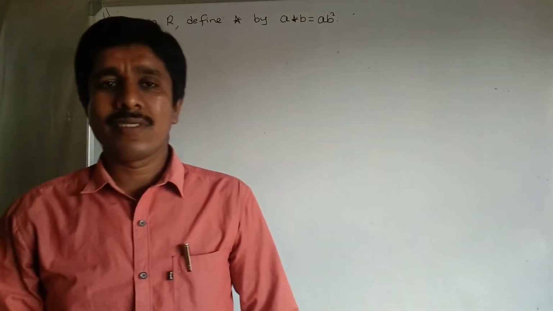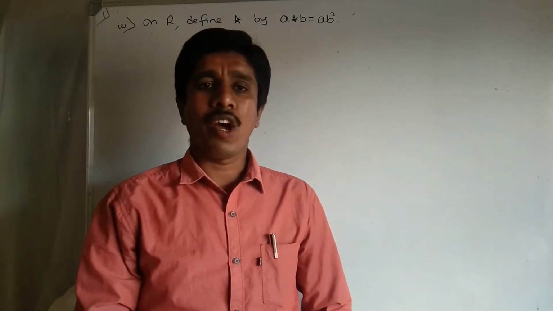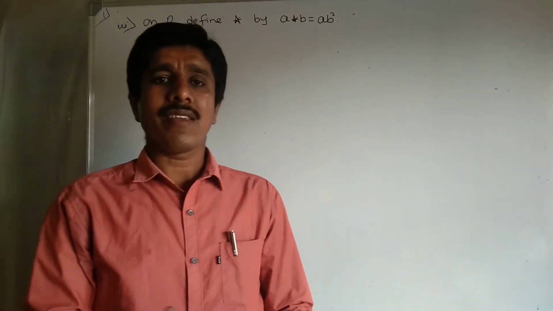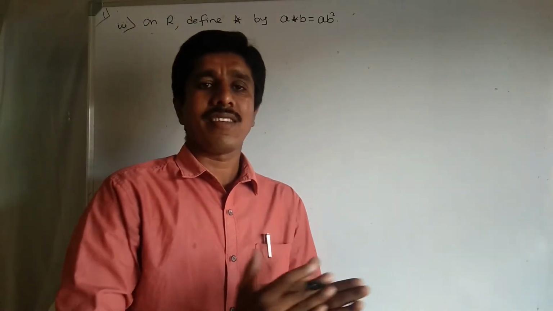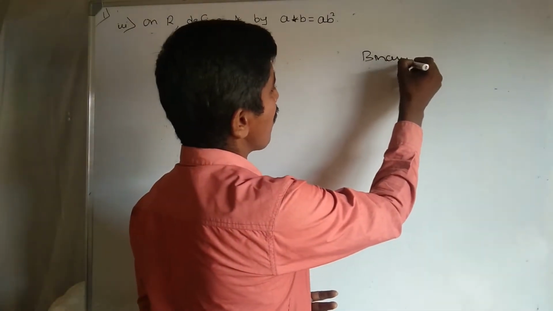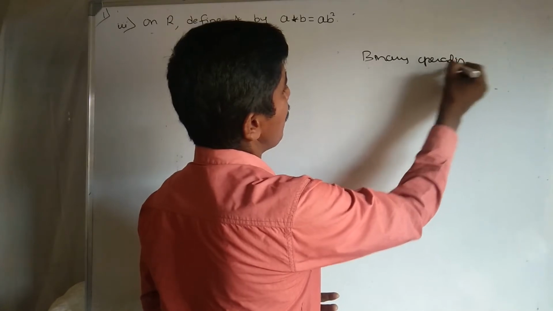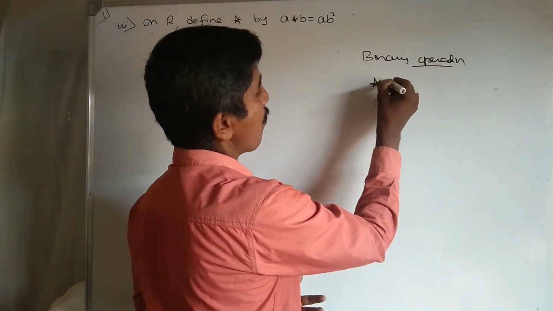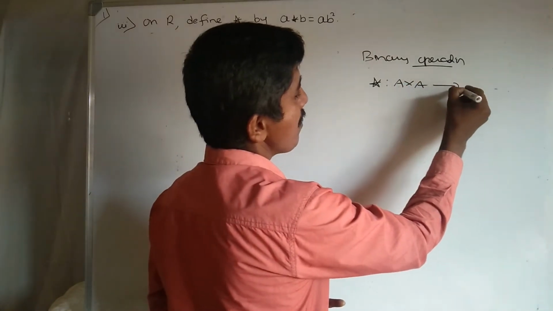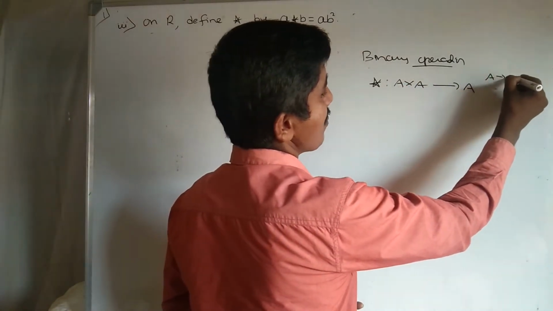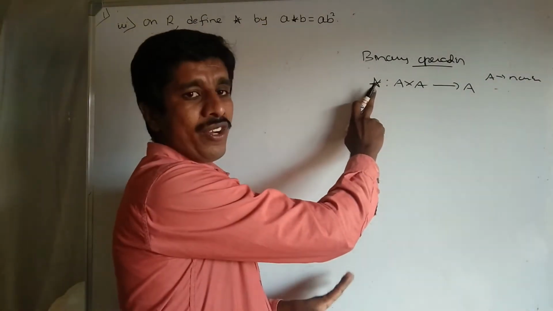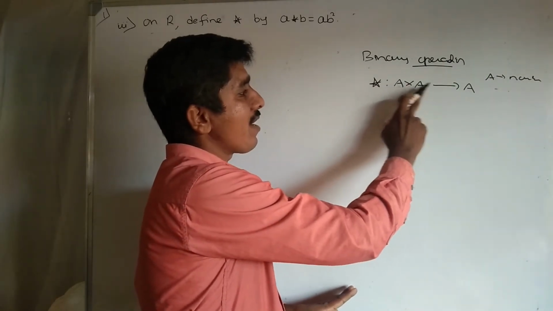In the last class, we discussed binary operations and the laws of binary operations. We shall recall them. A binary operation is a function, a star from A cross A to A. It denotes a star operation from the Cartesian product A cross A to set A. Here A is a non-empty set. Star is a function from A cross A to A.